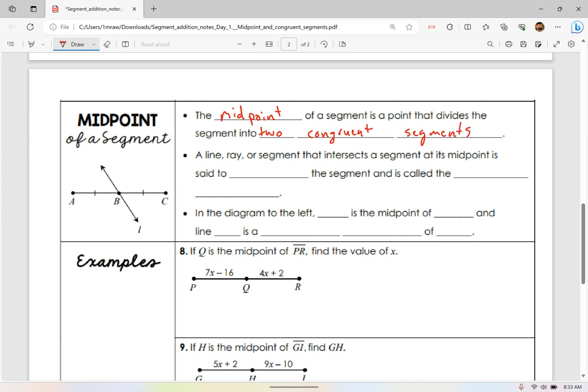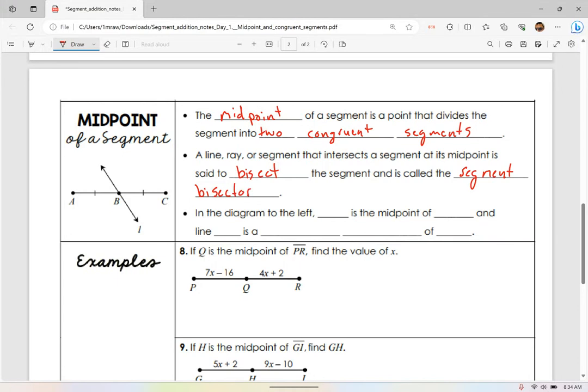Okay, a line, ray, or segment that intersects a segment at its midpoint is said to bisect the segment, right? There's that word again, bisect. And it's called the segment bisector. So if a ray, or a line, or another line segment goes into the midpoint, it's called a segment bisector. Okay.